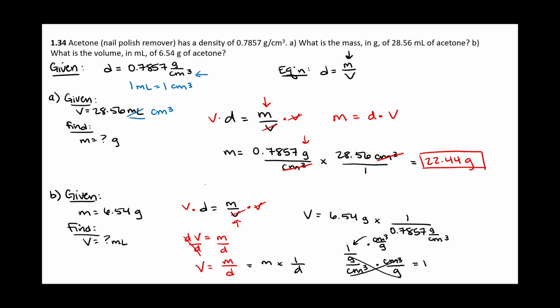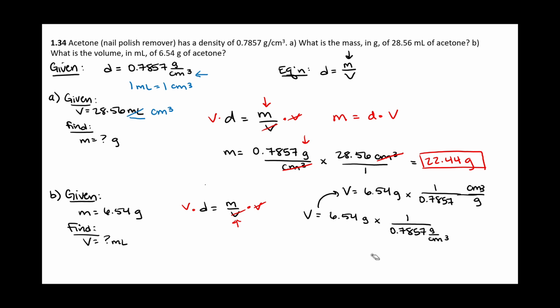This all comes out to be 1. And my numerator is now centimeter cubed per gram. So really, this looks very ugly here, but this volume would really be 6.54 grams times 1 divided by 0.7857, and then centimeter cubed per gram, like that.